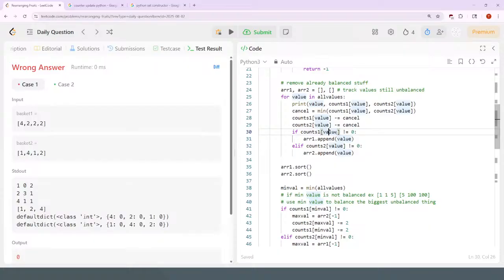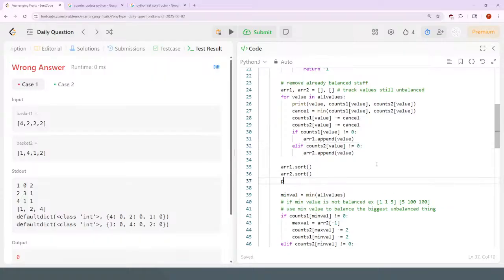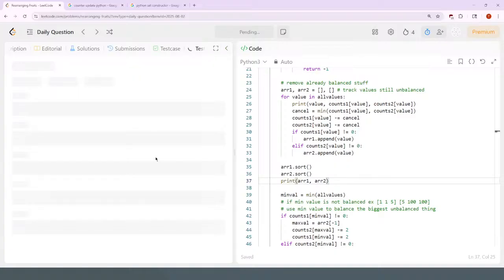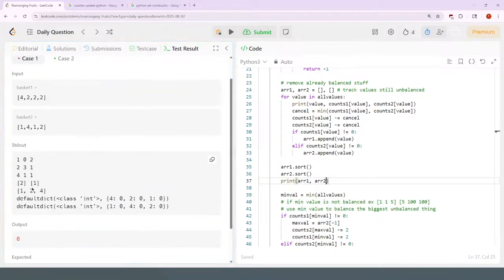If counts one of the value doesn't equal 0, array 1 append the value. Counts 2 doesn't equal 0, array 2. So array 1 should just be 2, that's the remaining unbalanced stuff, and array 2 should just be 1. Okay.